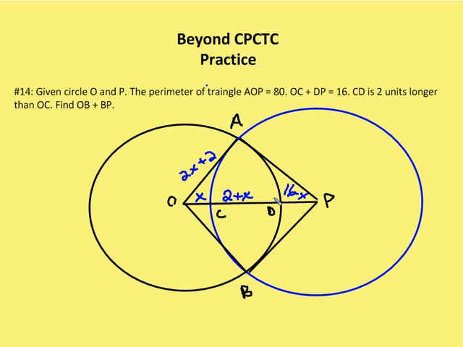The same way I can say that CD plus DP is equal to CP, which is the radius of circle P.